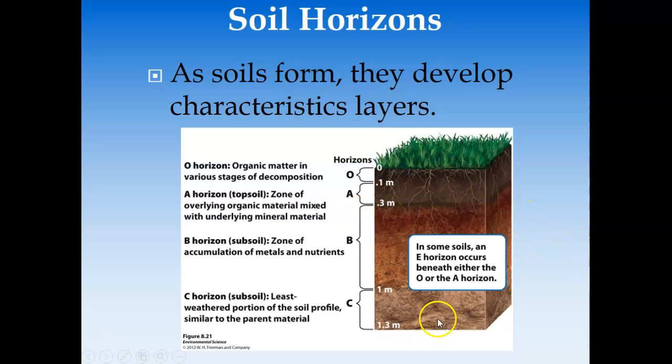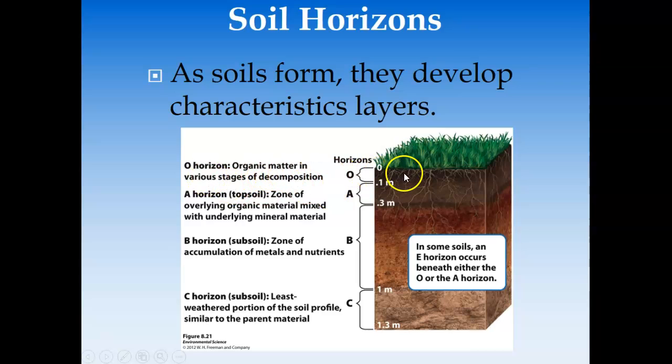And so at the bottom here, which is the C horizon, you have the least weathered portion of the soil profile, and this would be similar to the parent rock that would be found below it. The B horizon right here is the zone of accumulation that has metals and nutrients found in it. And then you have the A horizon, which is a zone of overlying organic material that's mixed with underlying mineral material. So you have this pushing up and this pushing down. And that's the area we would consider to be the top soil.